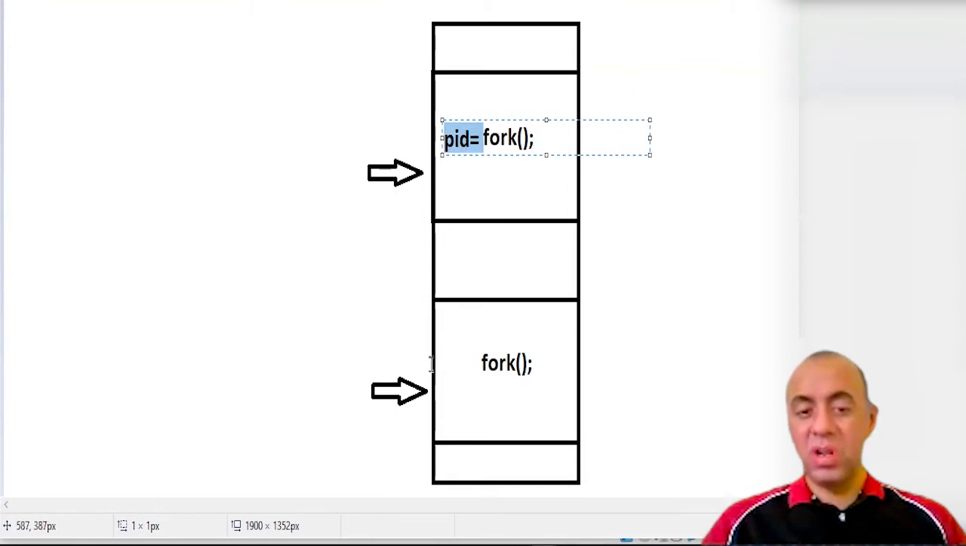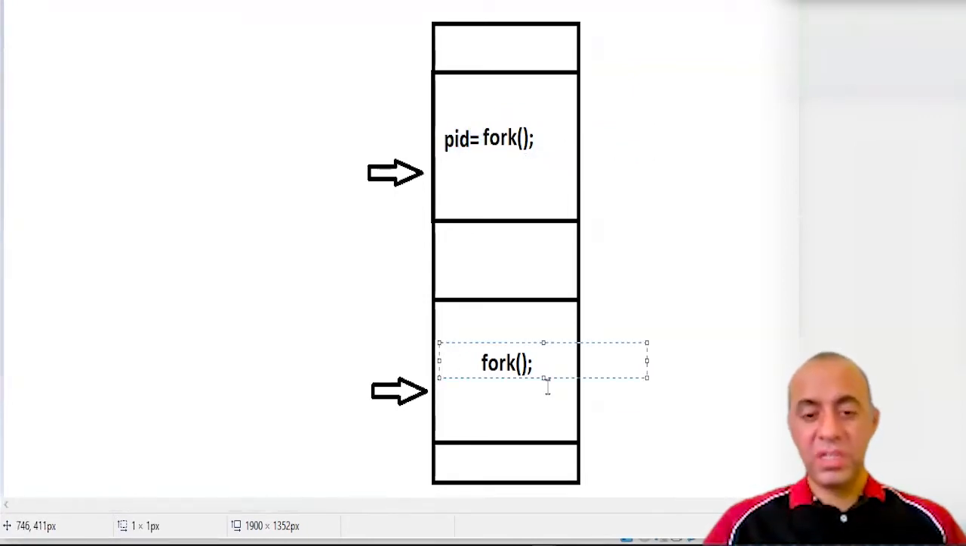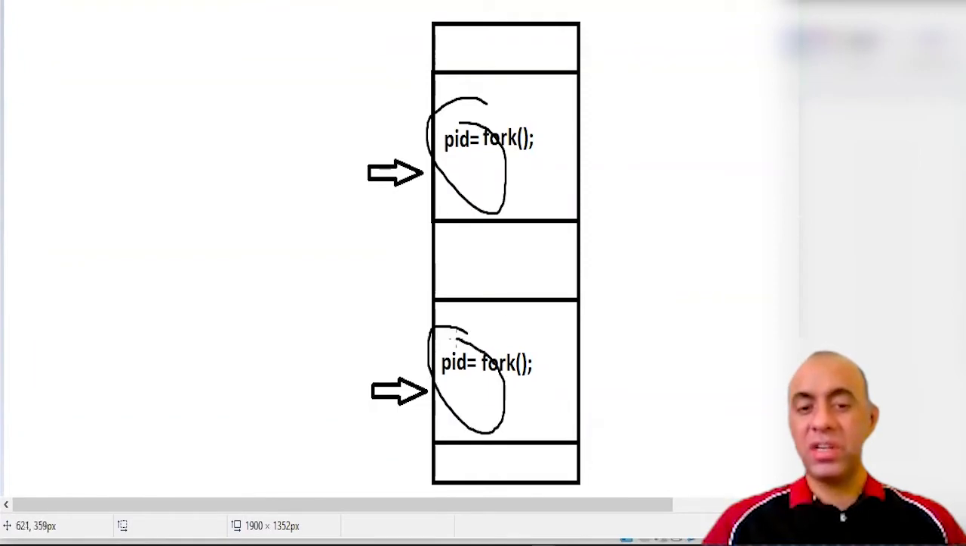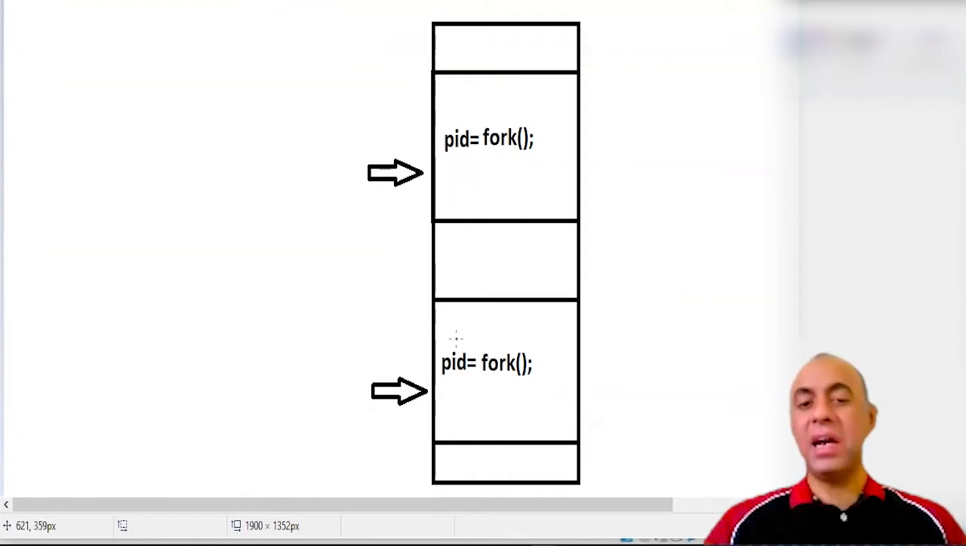But the thing is that the variable PID, which we use to store the return value of the system call, is now also present over here. So PID has two copies now. One copy is seen over here, and the other copy is seen over here. So essentially it can have different values.